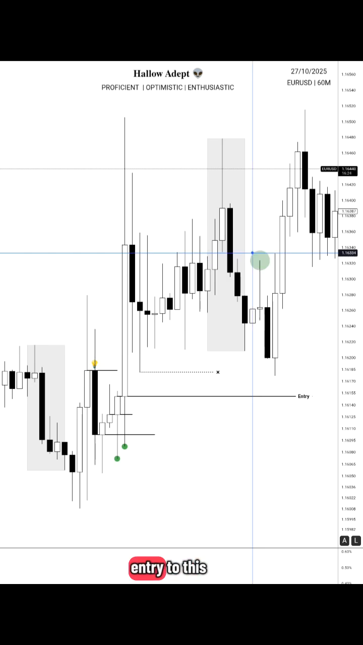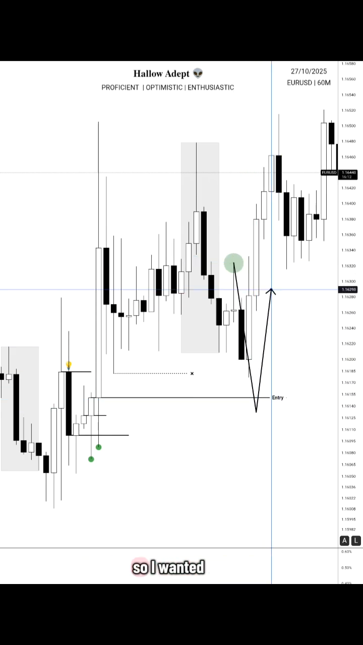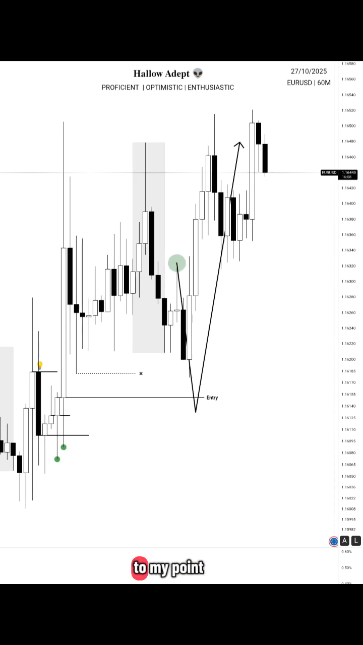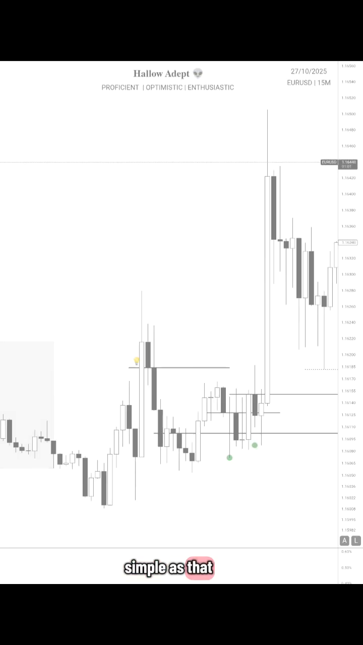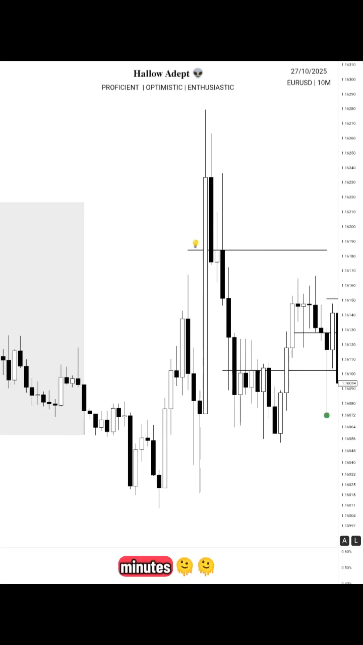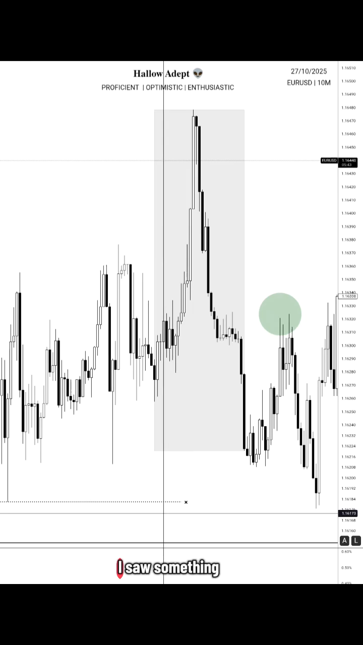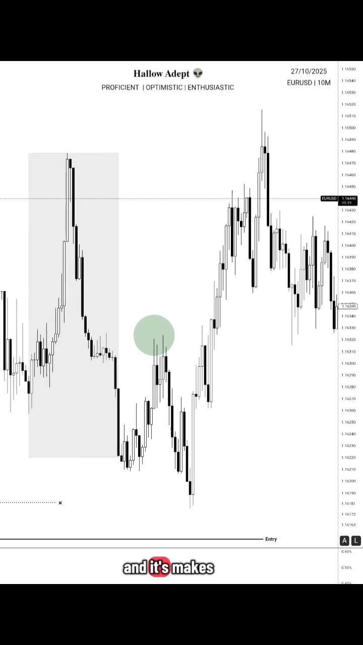So I refined my entry to this point, and after the Asian session, I saw that particular candle formed. So I wanted to look for a sell there to my point of interest, then I look for a buy, right? It is as simple as that. So how do I look for a sell? I went down to 10 minutes, right? I didn't see anything on 15 minutes, I didn't see anything on 30 minutes. I saw something on 10 minutes and it makes sense, right?